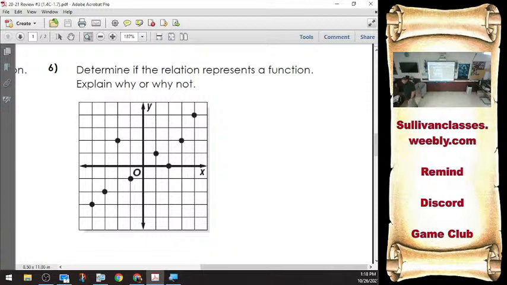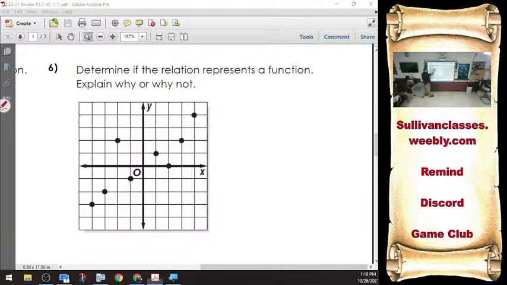So, let's do math. Okay? Is this a function or not? Okay, now Shane, now is your time to shine. Is this a function or not? Why? There you go.